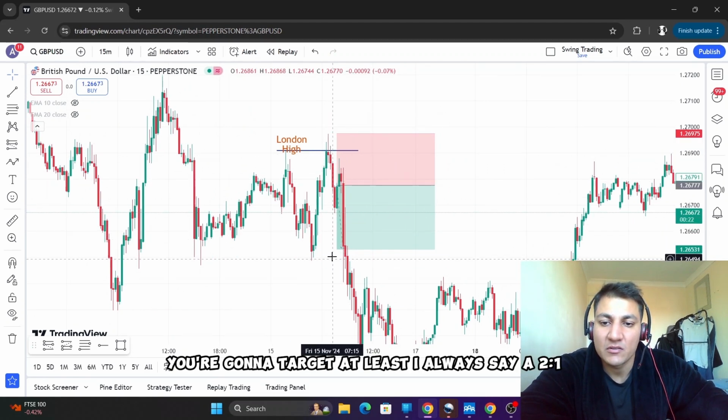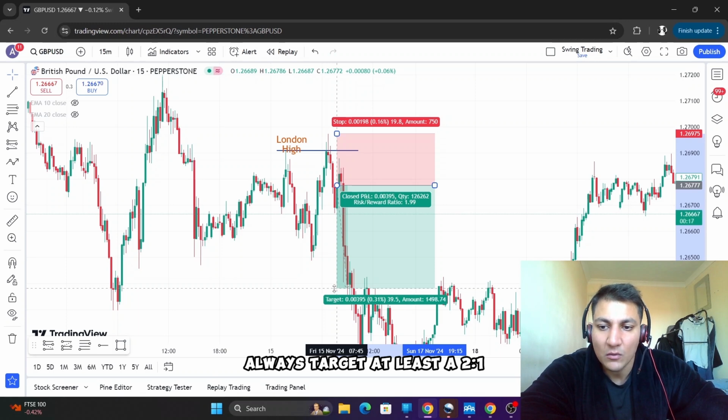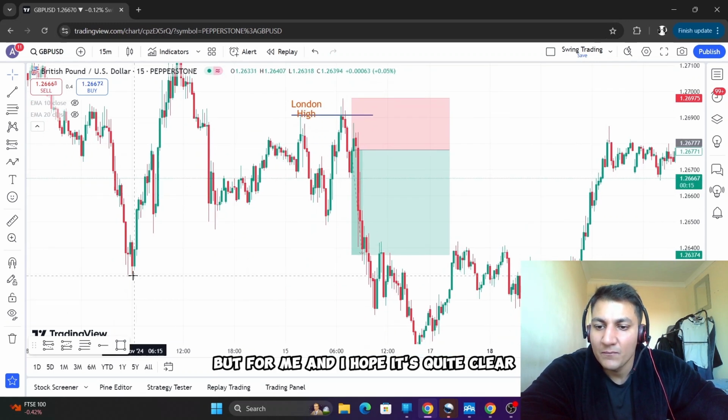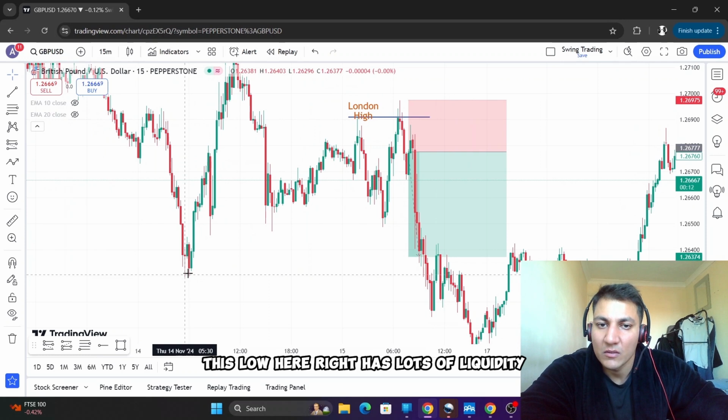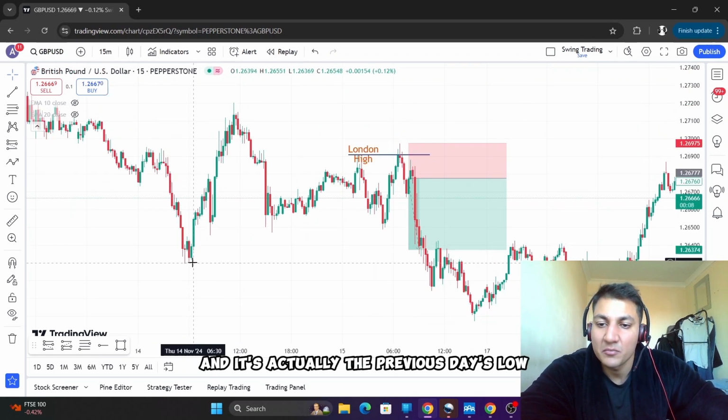And for take profit, I always say you're going to target at least a 2-to-1. Always target at least a 2-to-1. But for me, and I hope it's quite clear, this low here has lots of liquidity. So let's just zoom out a bit. This low here has lots of liquidity, and it's actually the previous day's low.